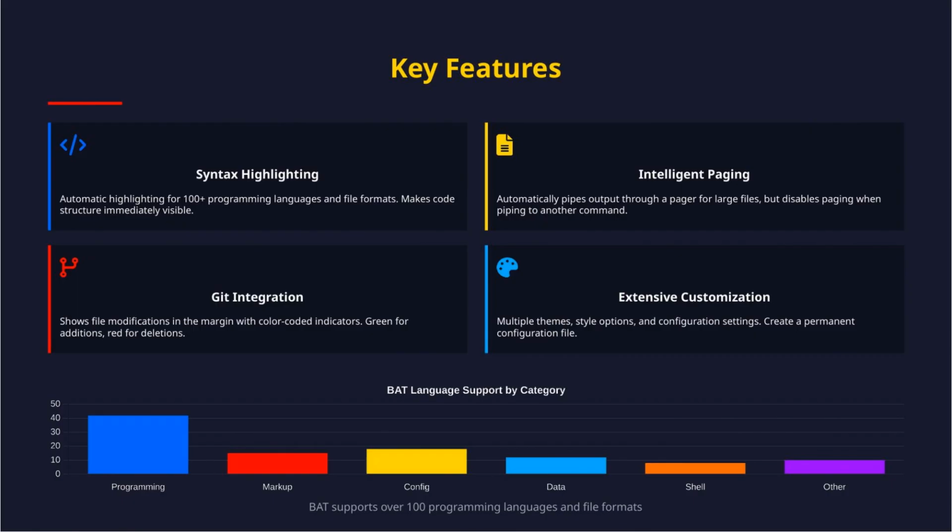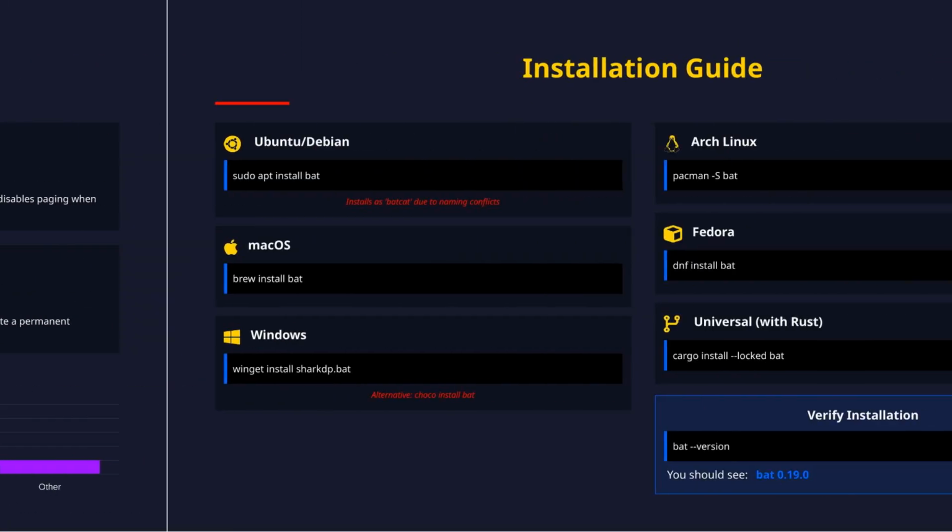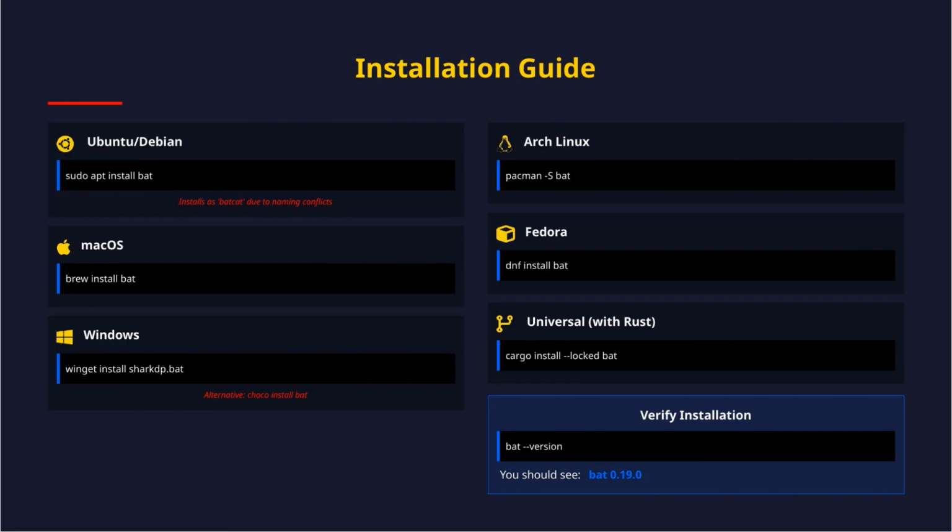Alright, so let me break down the four main features that make bat absolutely incredible. Bat can actually show you which lines have been added, modified, or deleted right there in the margin. It's like having git diff built right into your file viewer. Third, intelligent paging. When you're viewing a large file, it automatically pipes it through a pager. But here's the smart part: when you pipe that to another command, it disables paging automatically. No more broken pipes or weird behavior. And fourth, customization.